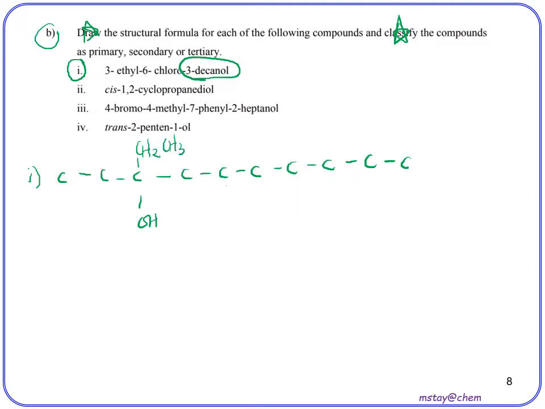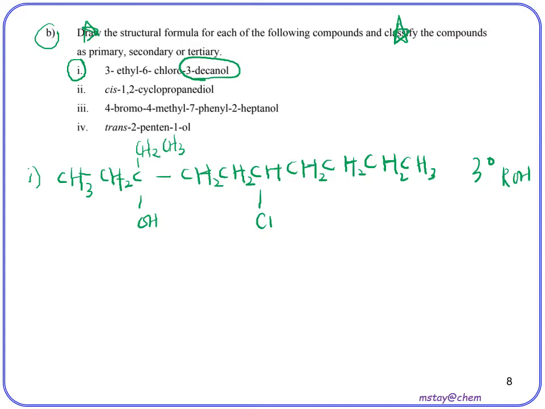And then the sixth carbon consists of chlorine, and then complete with the hydrogens: CH3, CH2, CH2, CH2, CH, CH2, CH2, CH2, CH3. So this alcohol is a tertiary alcohol.